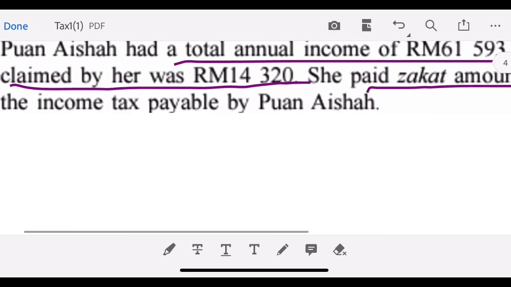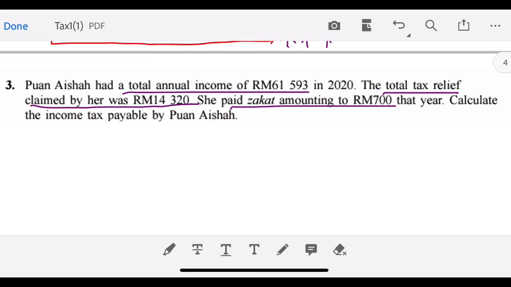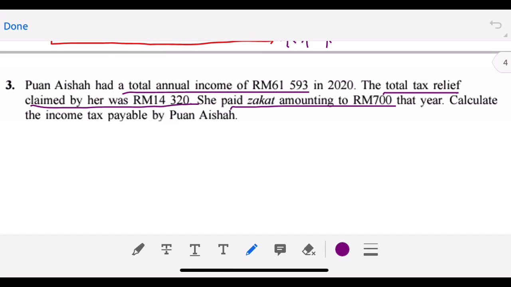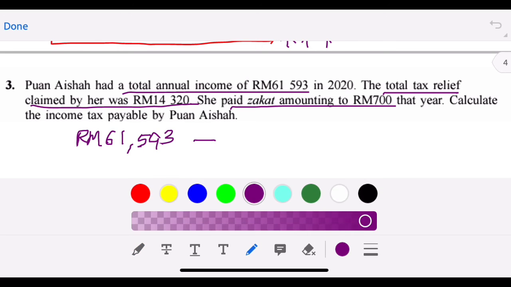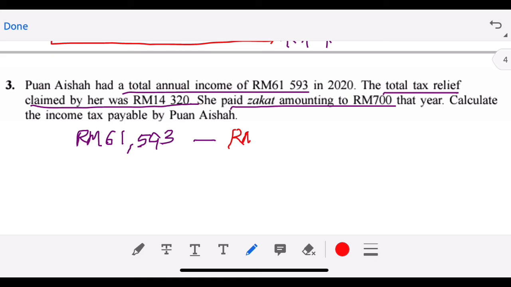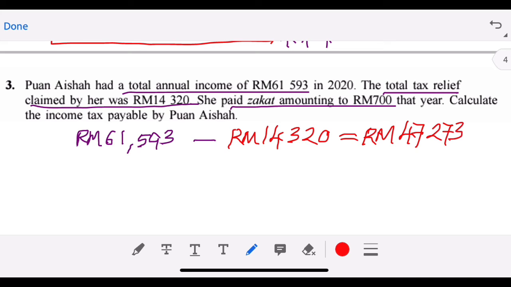So basically, when we want to do the calculation, we will have to refer to Puan Aisha's total annual income, which is RM61,593. This is the annual income, and then minus out tax relief. The tax relief entitled for Puan Aisha is 14,320. So after minus, the amount is 47,273. This is the amount that we call chargeable income.